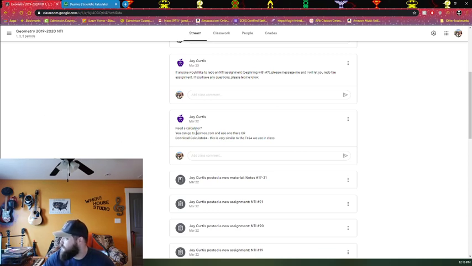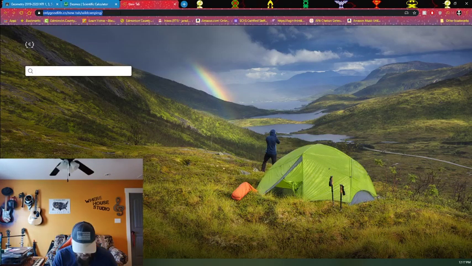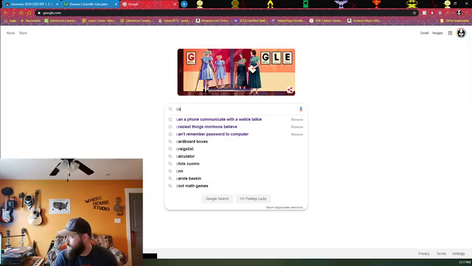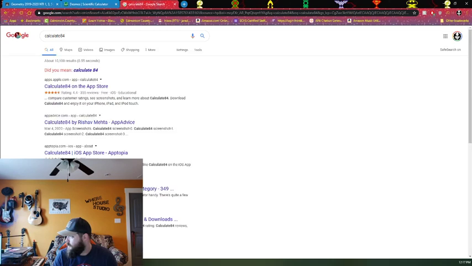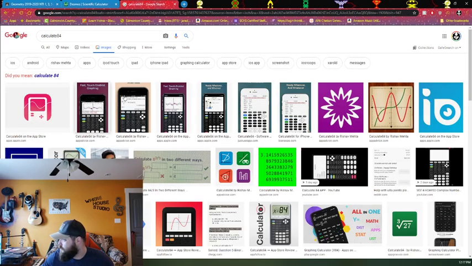So one of the options this course gives you is to go to Desmos.com and use one there, or you can download Calculator 84 on the App Store. Okay, so this is an app for your phone. It looks just like a regular scientific calculator, so that'll be really helpful.